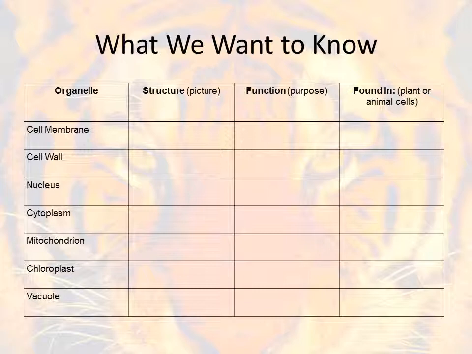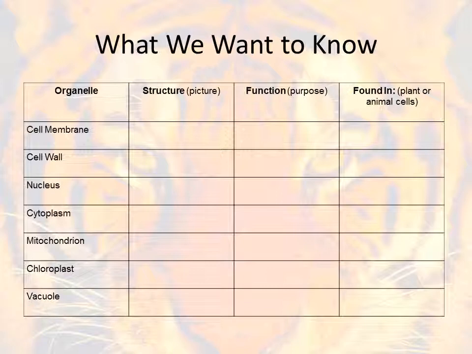The first section of your notes is called What We Want to Know. And if you could imagine, everything that you really need to know about all these different organelles is found in this table. Now, we don't want you to try to fill this in your notes. You're just not going to have space for it. But here's the list of all the different organelles. So we've got cell membrane, cell wall, the nucleus, cytoplasm, mitochondrion, chloroplast, and vacuole.